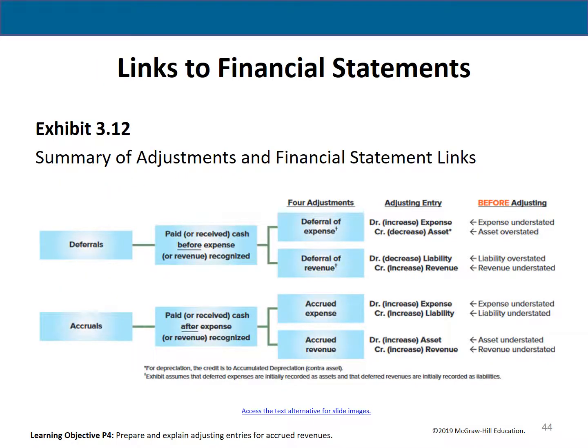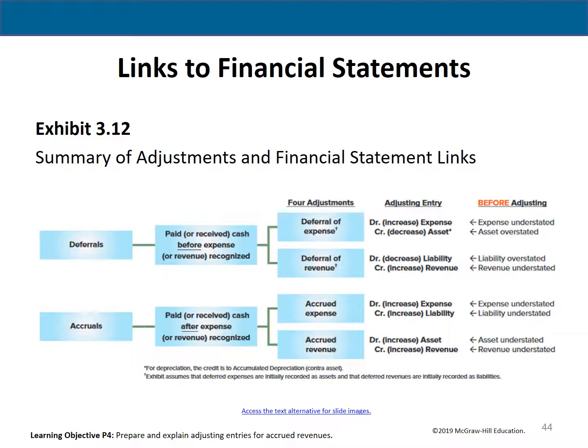Wow, that's crazy. Okay. Deferrals. So depreciation is kind of linked into deferrals. These are amounts you paid or received cash before the expense or revenue is recognized. Remember, like prepaid expenses, prepaid insurance or supplies, you're going to be debiting an expense and crediting an asset when you make the adjusting entry. So if you never made this adjusting entry, you wouldn't have recorded enough in expenses and your assets would be at too high of a value. So they're just showing us what it's like before.